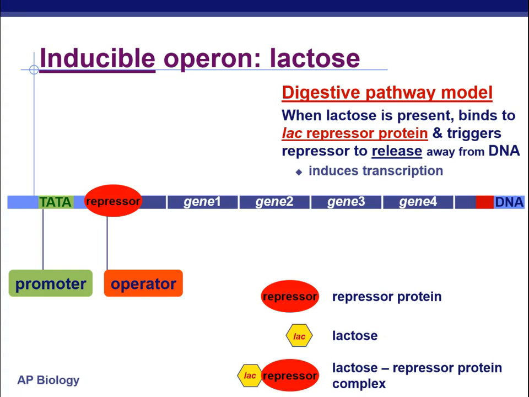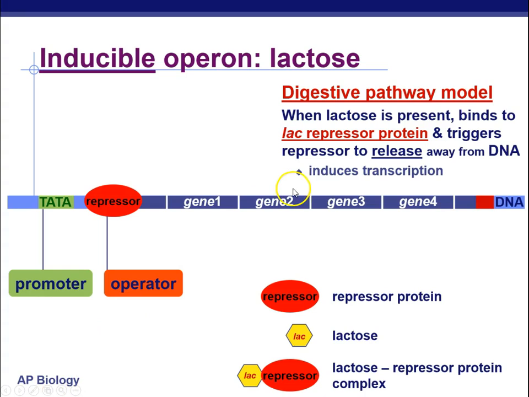But lactose is a disaccharide, so it does need to be broken down in order to utilize the two monosaccharides that make up lactose. So to do that, that would be great because that's a great energy source. But again, you don't want to make enzymes to break lactose down if lactose is not in the environment, because that would be a waste of energy.